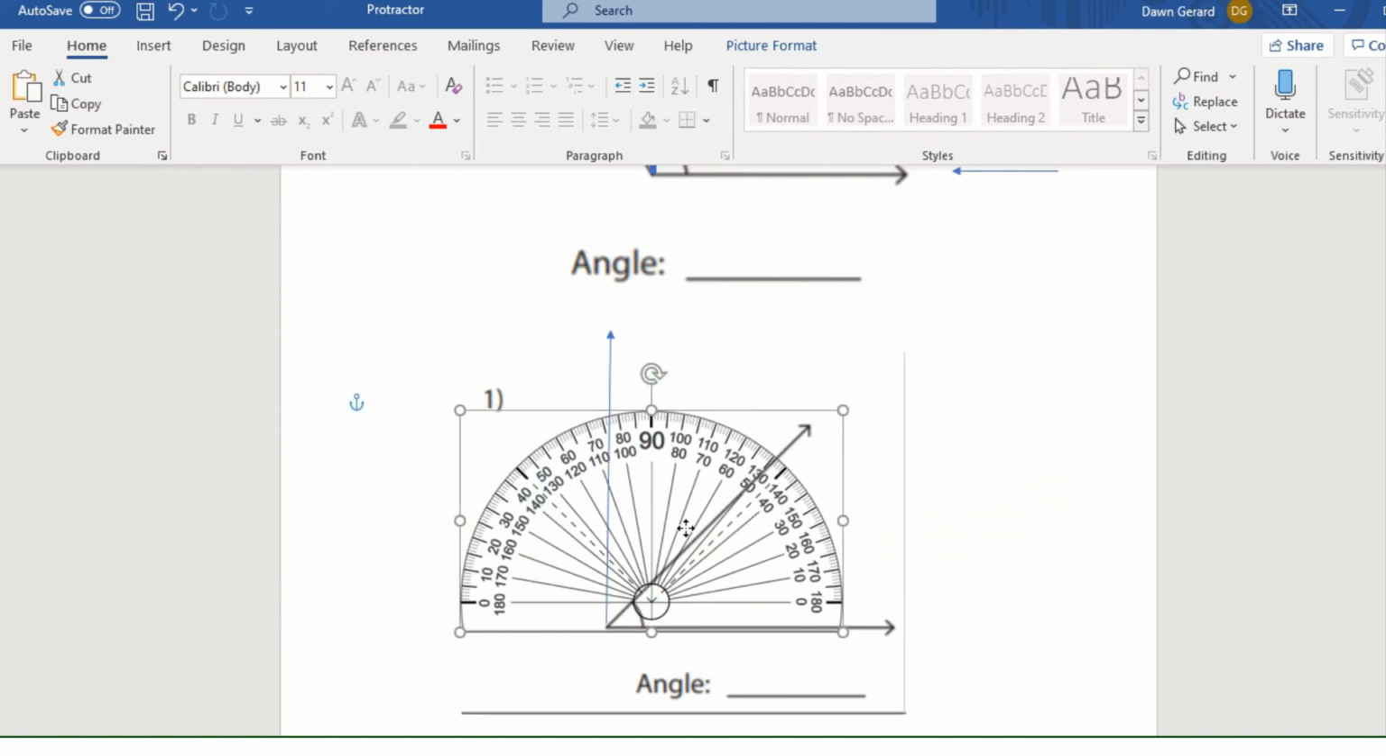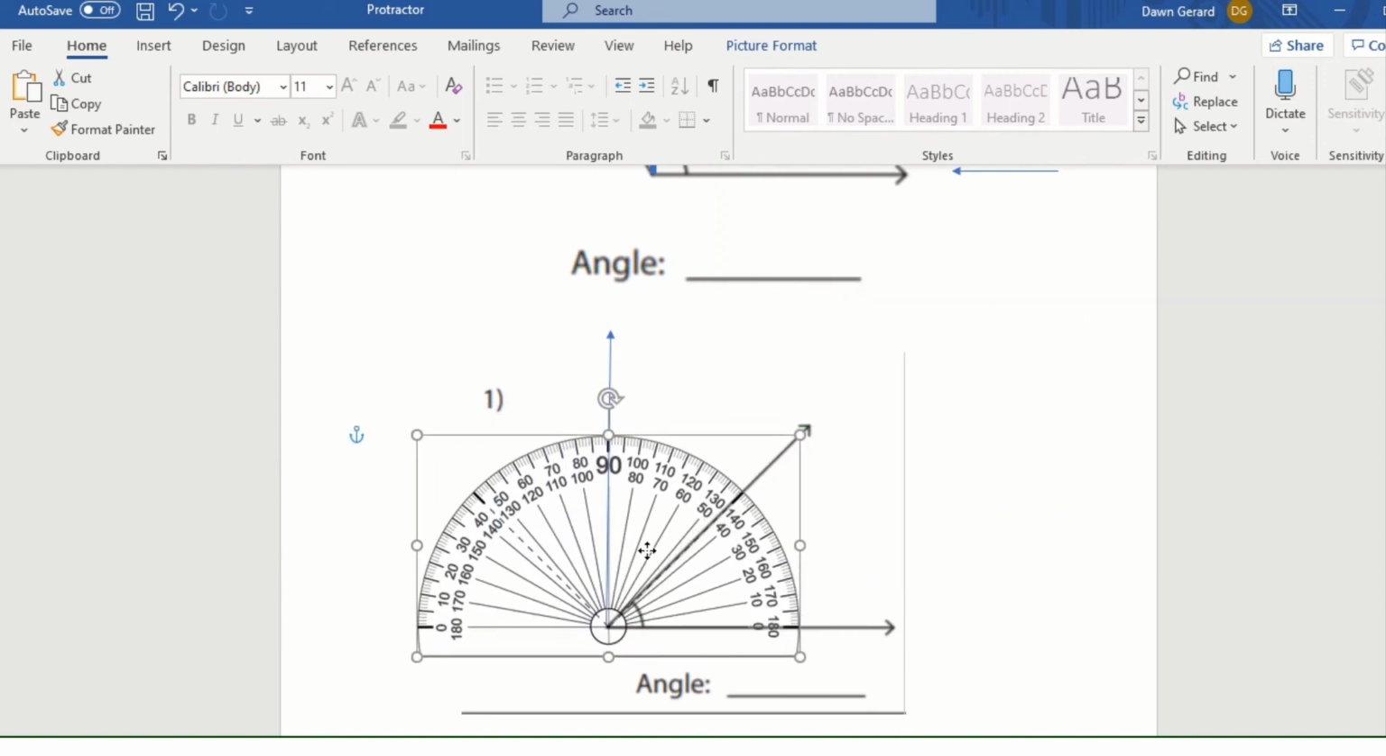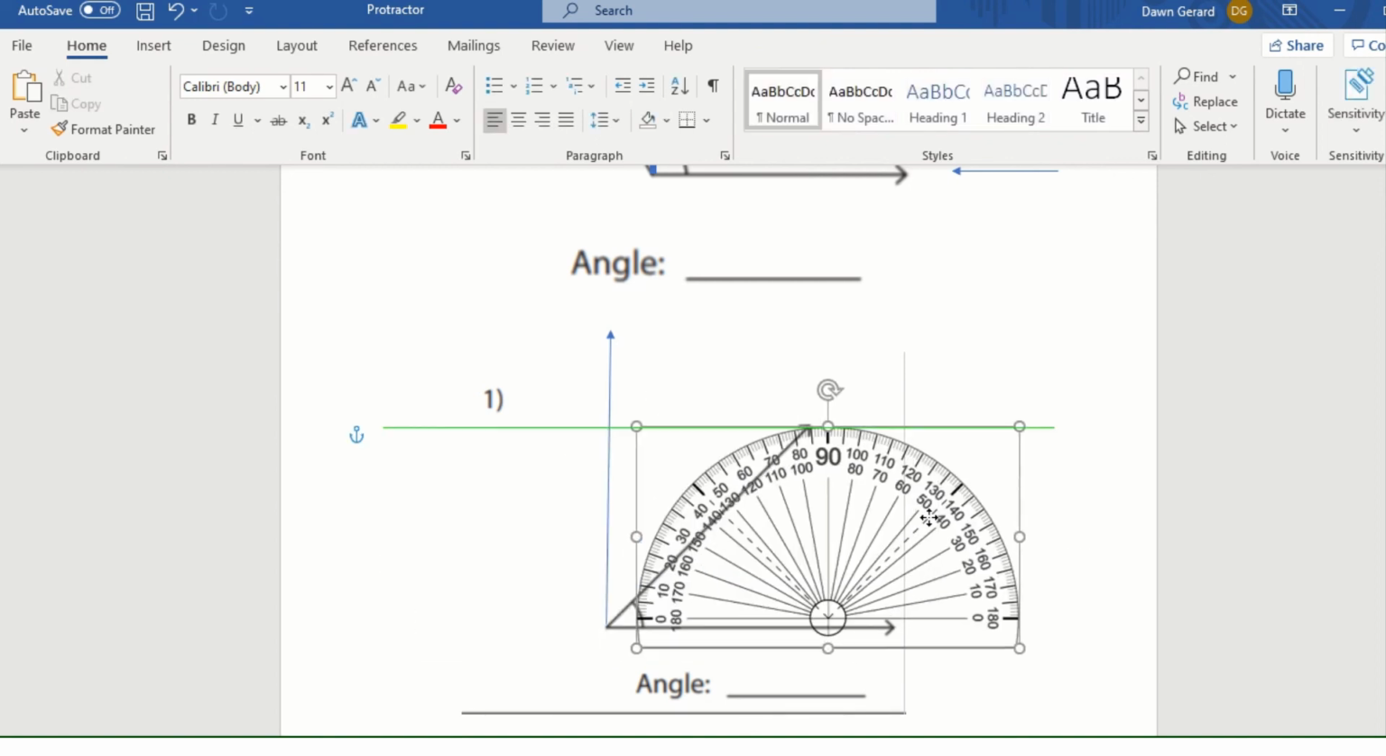So one more time, I line up my vertex, make sure that my 0 is going through the bottom array. It opens up on the right, so I'm going to start at the 0 over on the right where it goes through the array, and I'm going to count up 0, 10, 20, 30, 40, not quite 50, halfway is 45, so a 45-degree angle, an acute angle.